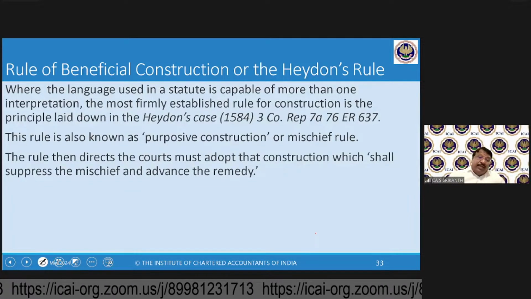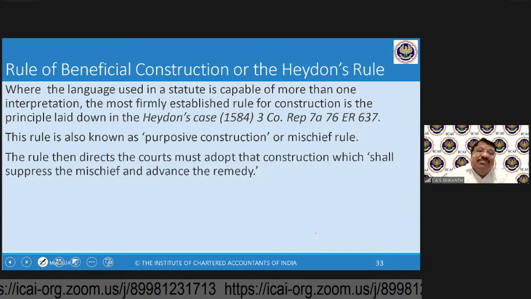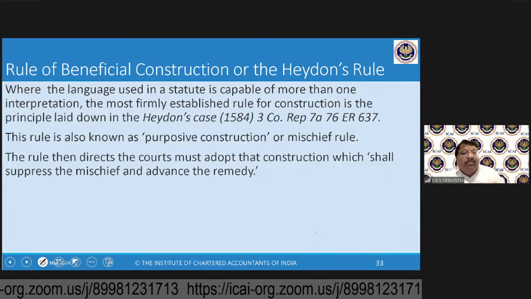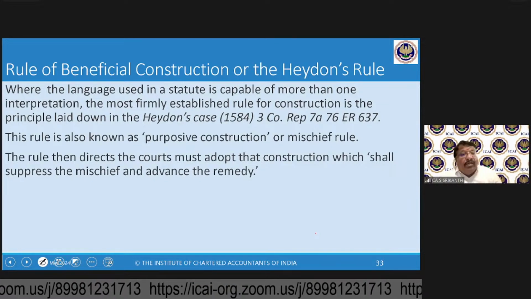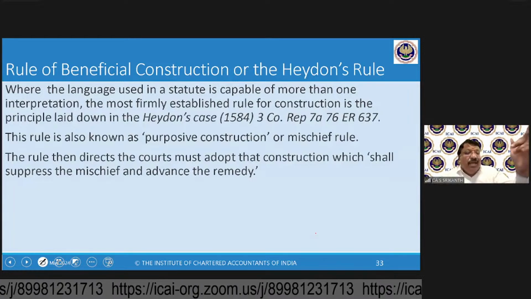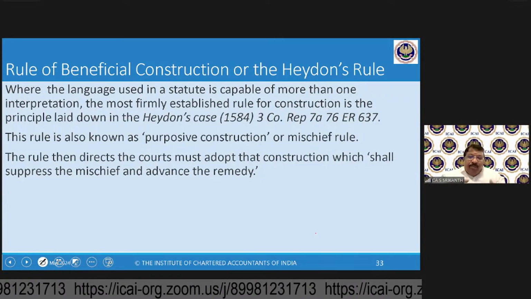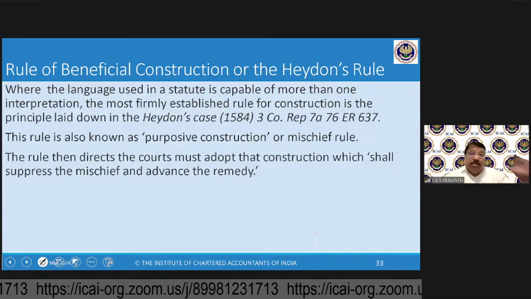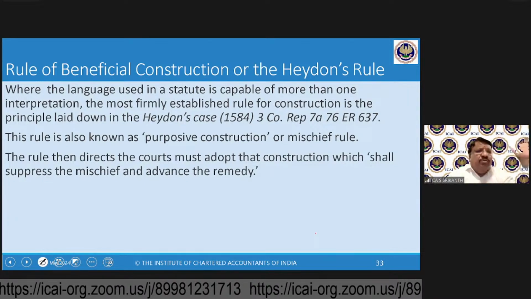Where there is an ambiguity in a law, you can give the benefit to the citizen, especially where the law wants to give a benefit to the citizen, where it's meant to bring about social equality or justice, and there is an ambiguity in that law. The benefit can be given to the citizen. The law need not be restrictively interpreted. It can be loosely interpreted, beneficially interpreted. That is the beneficial construction. But normally, when they say beneficial construction, you write Hayden's rule.